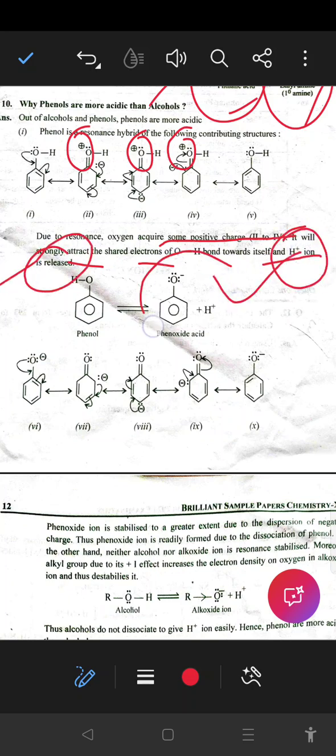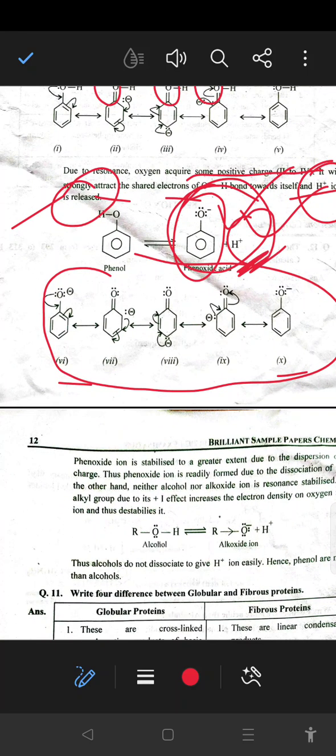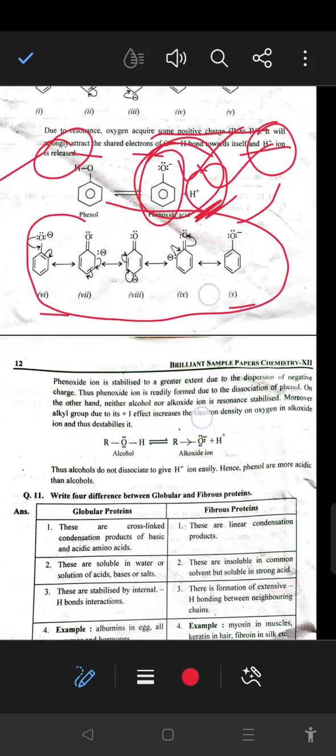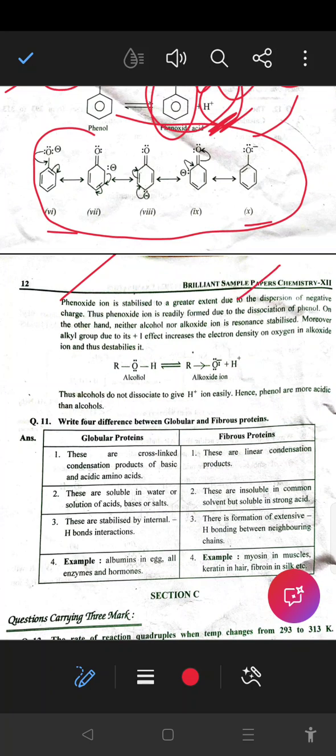So due to that they show acidic nature, and there is a tendency to release the H positive ion, leaving behind the phenoxide ion, which is also resonance stabilized, shown in structures 6 to 10, because oxygen has the negative charge. The phenoxide ion is stabilized to a greater extent due to the dispersion of the negative charge, and thus the phenoxide ion is readily formed by the dissociation of phenol.